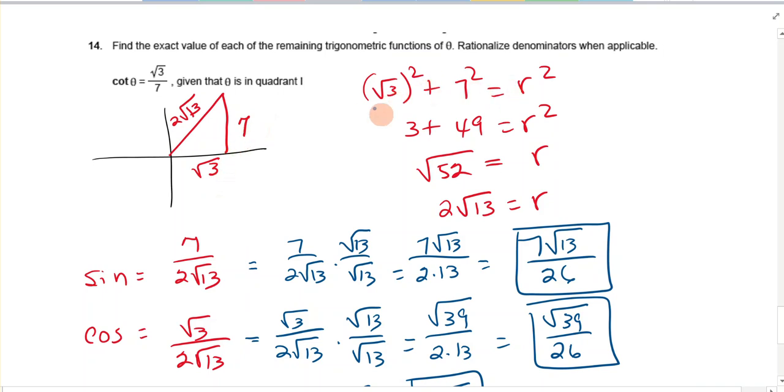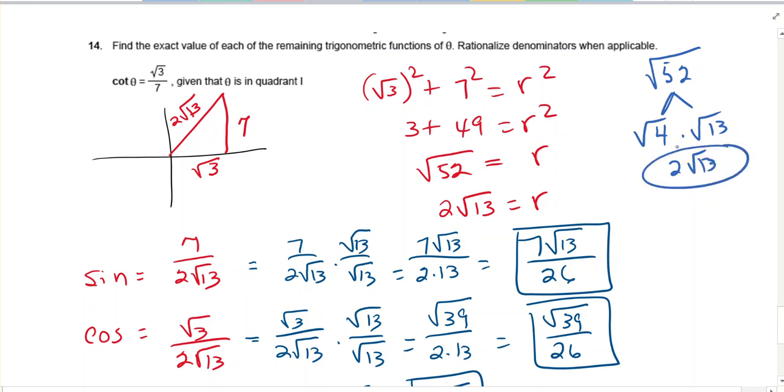When I square both of those, square root of 3 squared is 3, 7 squared is 49. I get square root of 52, and remember we can do that by saying square root of 52 is equal to square root of 4 times square root of 13. So that's 2 square roots of 13. That's how we got that. So that's your r. So I drew that in there.